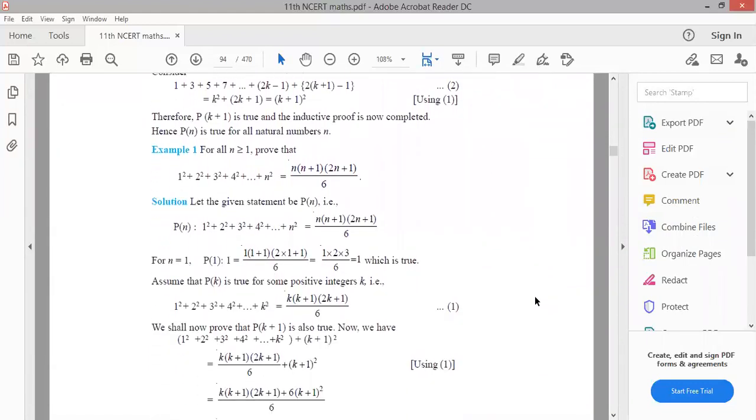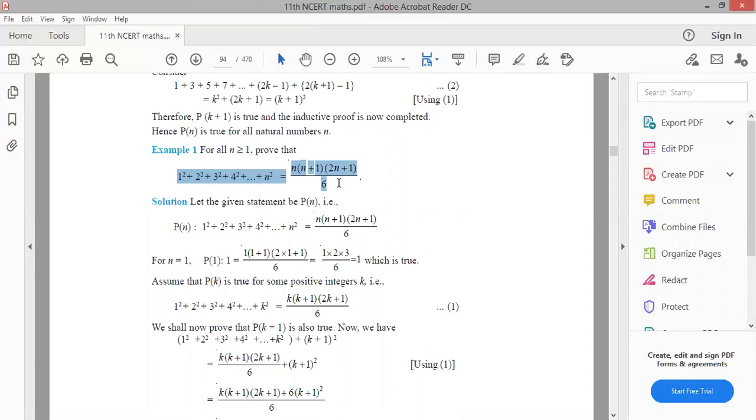For example, we want to prove that 1 square plus 2 square plus 3 square plus 4 square and so on up to n square is equal to n into n plus 1 into 2n plus 1 divided by 6. This is a general result, but we want to prove this. So how can we prove this?